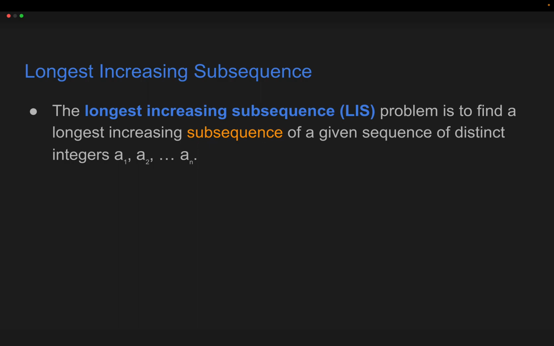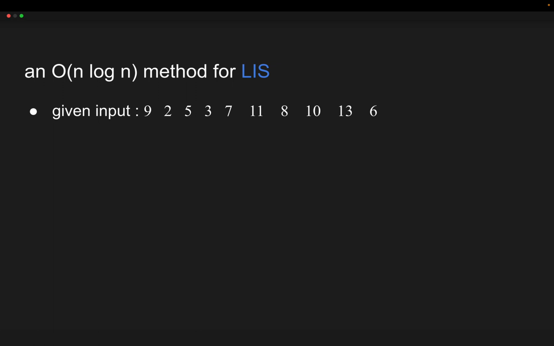If the given input is a sequence of integers, then the longest increasing subsequence problem is to find the longest increasing subsequence of the given sequence of distinct integers. Please note that the integers are distinct, so there is no case of equality in our case. So how do we do it in O(n log n) fashion?